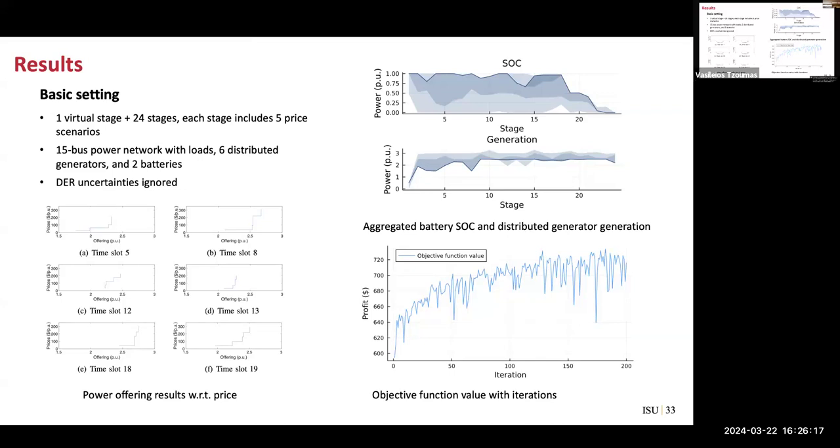And we see that this algorithm converges roughly around 20 stages. Of course, since we are doing a zeroth order method, we don't really have the gradient information. We see this fluctuation of the optimal cost function, but it converges around 200 iterations.